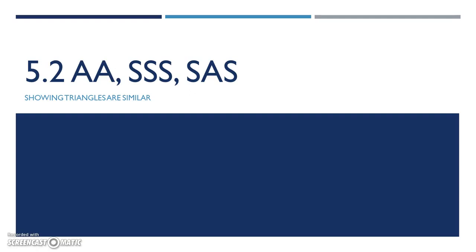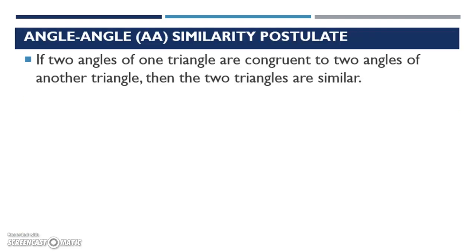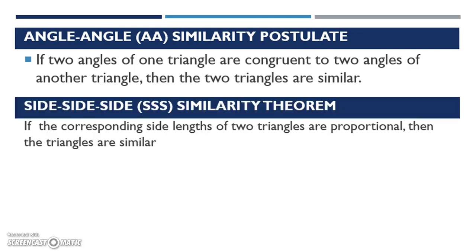Welcome to 5.2, AA, SSS, and SAS Similarity. So we're going to start with just naming the postulates. The AA similarity postulate states that if two angles of one triangle are congruent to two angles of the other triangle, then the triangles are automatically similar.